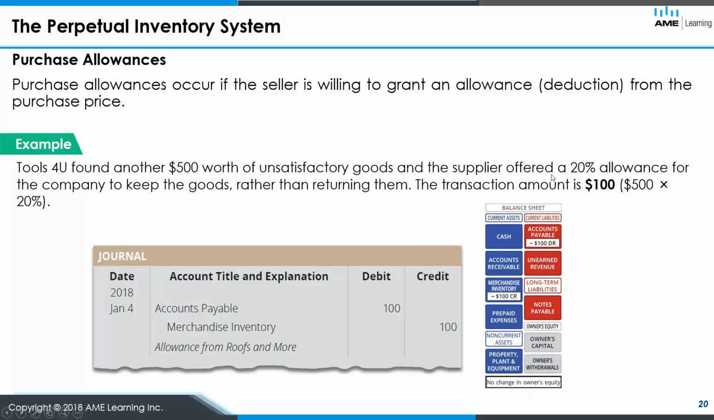And so the supplier says, okay, in order to keep good relations going, and it's probably easier on the vendor not to have to get this returned and restock it and resell it, they offer a 20% allowance. So then we just reduce the amount of our accounts payable by that discount amount. In this instance, it was 20%. So we would say, okay, 500 times 20%.